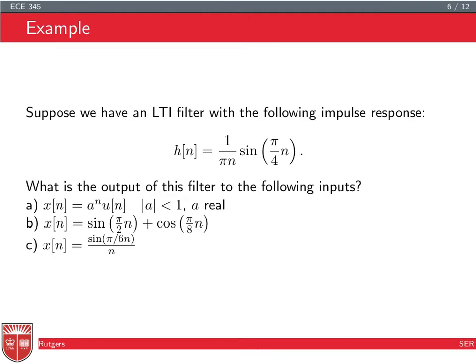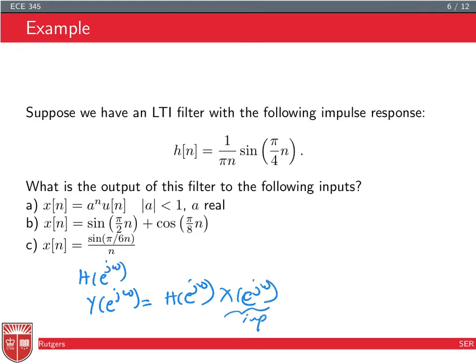So first we're going to find H(e^{jω}), and then find Y(e^{jω}) equal to H(e^{jω}) times X(e^{jω}). And this is the input. And then once we have Y(e^{jω}), we can find y[n]. So the first step is to find Y(e^{jω}).